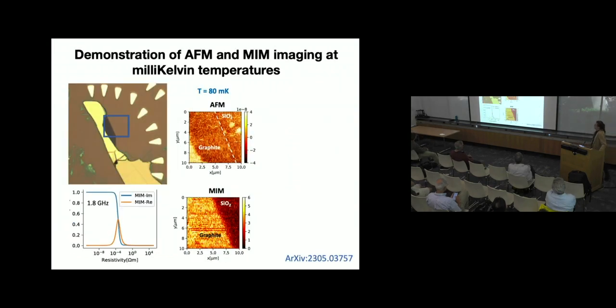So next we wanted to demonstrate the combined AFM and MIM capabilities at millikelvin temperatures. And in order to do this, we did both topographic and electronic imaging of a test sample that simply consists of a graphite crystal that's exfoliated onto an insulating silicon dioxide substrate, which you can see in this optical image. And so in the MIM data, we can observe a very sharp contrast in the MIM response across this interface between graphite and silicon dioxide. And this arises due to the large difference in the underlying conductivities of these two materials, as one would expect based on the theoretical response curve that's calculated at our measurement frequency of 1.8 gigahertz.